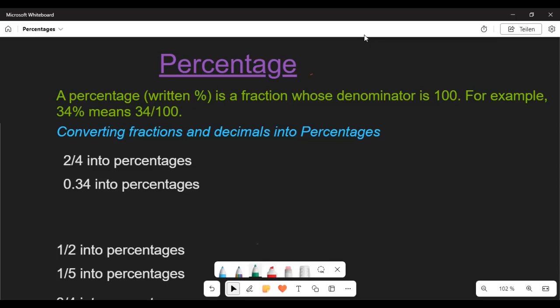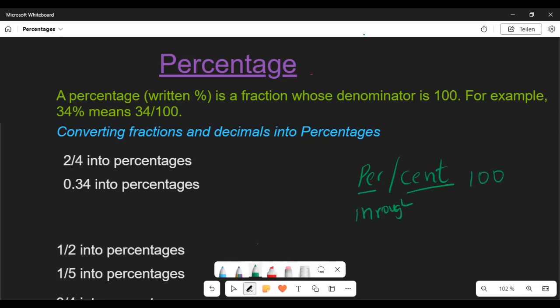To look at percentage, first of all we have to find out what percentage actually means. So the word percentage is made up of two parts: the word cent actually means 100, and the word per actually means through.